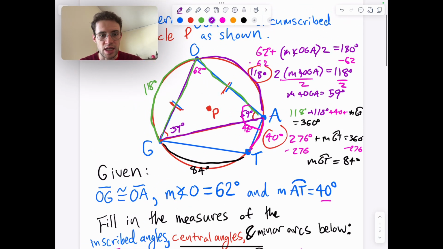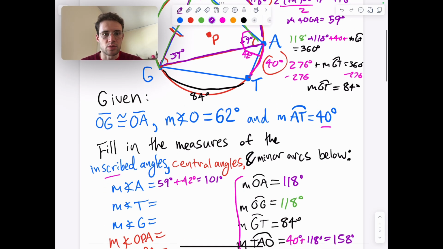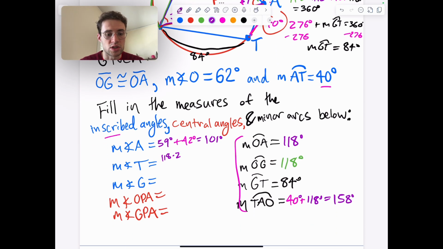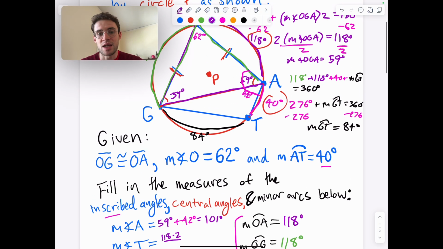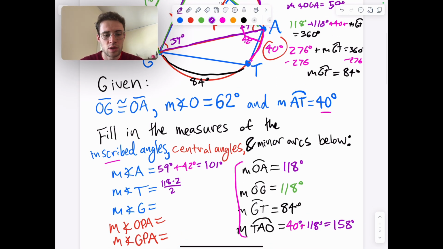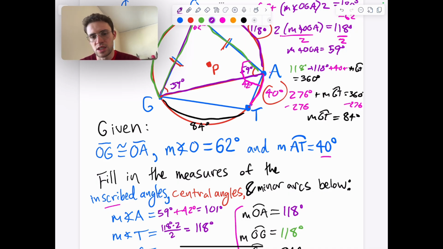Next we have the measure of angle T. So angle T captures from G all the way over to A. So GO and OA combined. Now, again, the inscribed angle will be half of that. So we can see that the measure of arc GO is 118, the measure of arc OA is also 118. So to find the total of those, we'd have to do 118 times 2, or we could just do 118 plus itself. But then because it's an inscribed angle, we have to divide by 2. So essentially, we're multiplying and dividing by 2. That will cancel out and just leave us with 118 degrees for the measure of angle T, which makes sense. It looks like it's a little bit above 90 degrees.